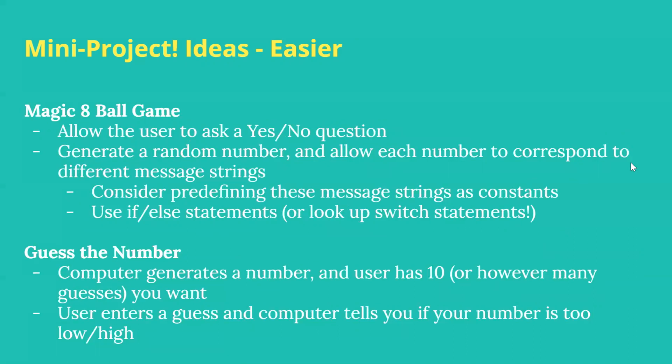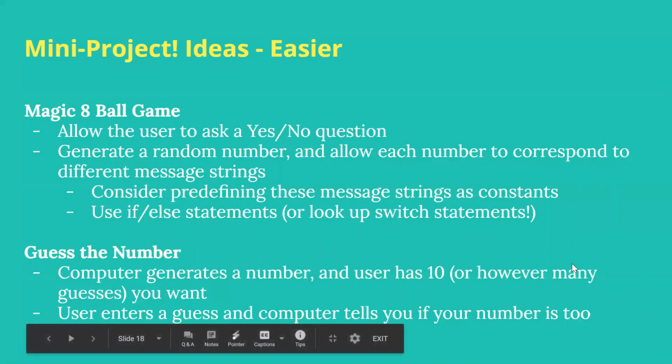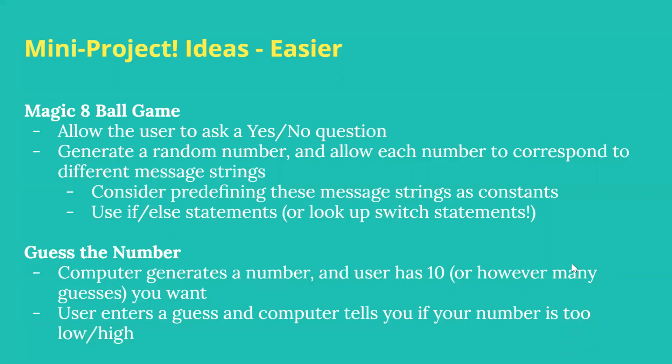Some other things: you could do a magic 8-ball game. Allow the user to ask a yes or no question, generate a number, and allow each number to correspond to a different message string, so it could take in the string and then answer. Another suggested idea is guess the number. The computer generates a number, the user has a certain number of guesses, the user enters the guess, and the computer tells you if your number is too high or low.